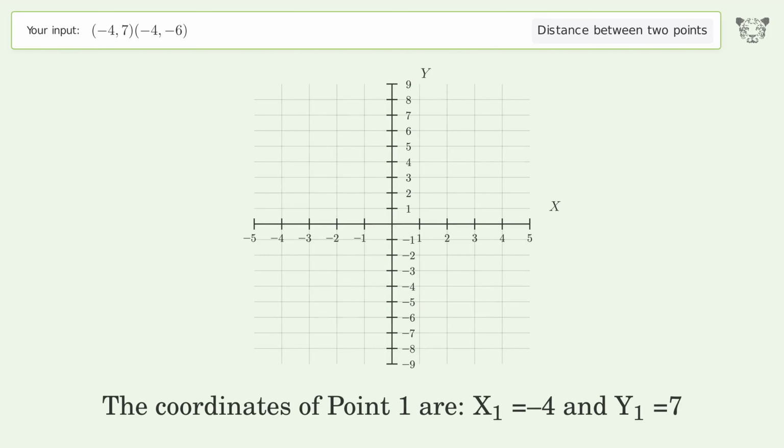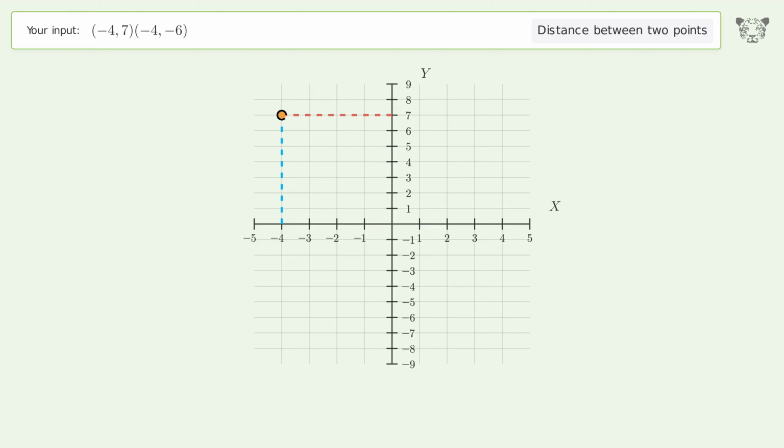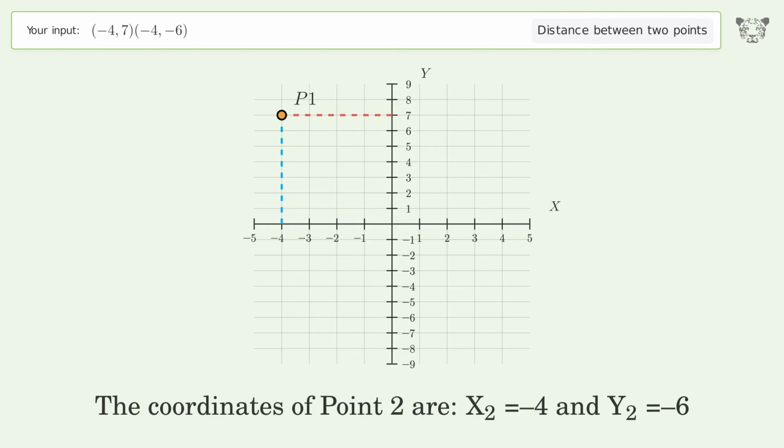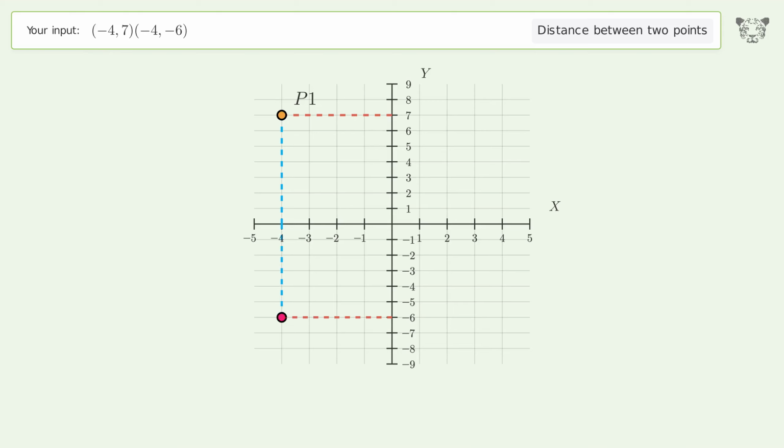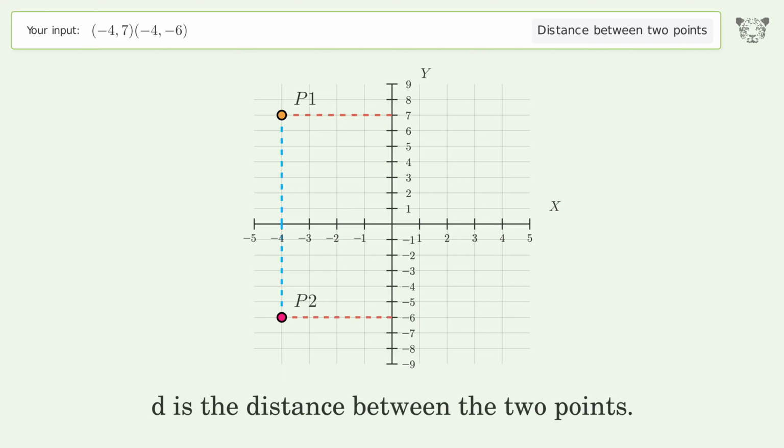The coordinates of point 1 are, x1 equals -4 and y1 equals 7. The coordinates of point 2 are, x2 equals -4 and y2 equals -6. D is the distance between the 2 points.